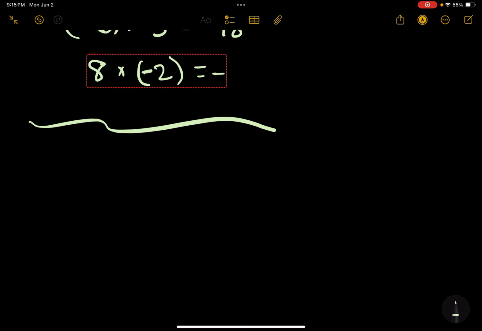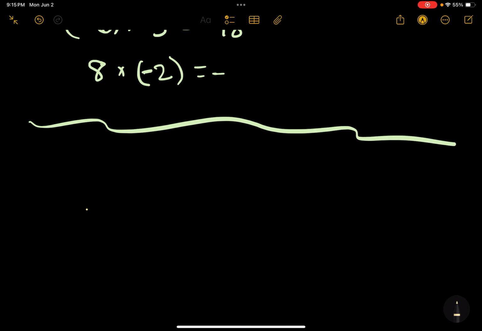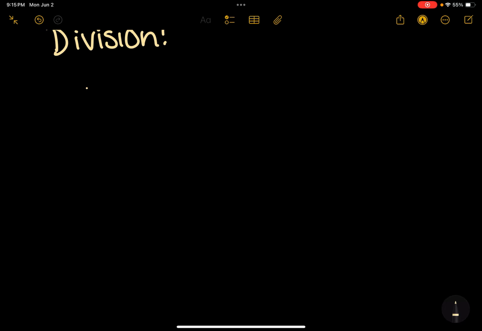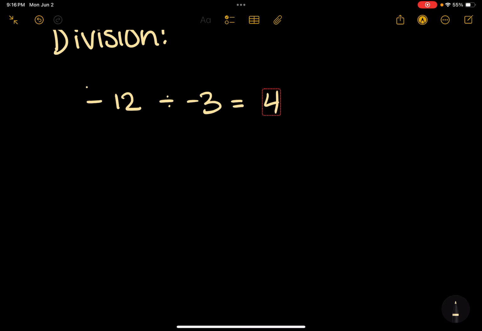For division, let's do this in orange. Division. Our rule for division is literally the same thing as multiplication. The same signs means a positive answer, different signs means a negative answer. So a negative 12 divided by a negative 3 gives us a positive 4. Why? The signs are the same, so that gives us a positive answer. So 12 divided by 3 is 4.